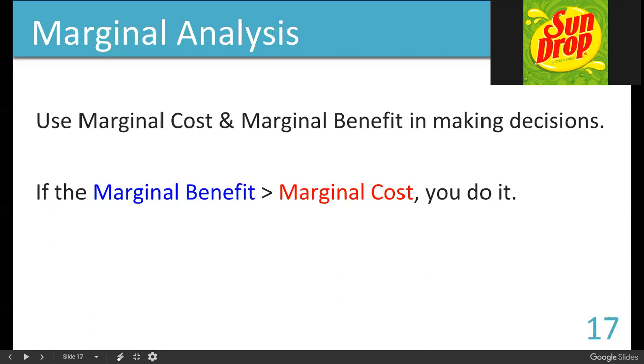But this is the kind of decision that we have to make. These are the decisions we make on everything. The difference between this and accounting is that in accounting, we look at averages. What is our average cost for doing what we've already done? That's looking to the past. What is our average revenue from doing what we've already done? That's looking to the past.